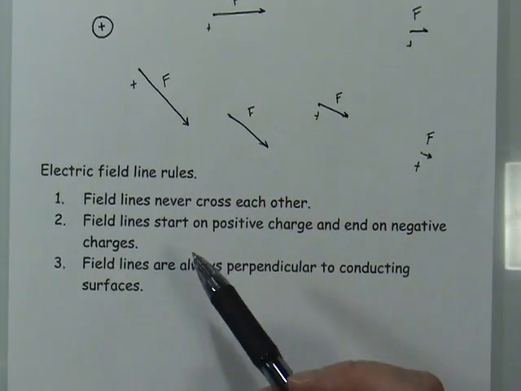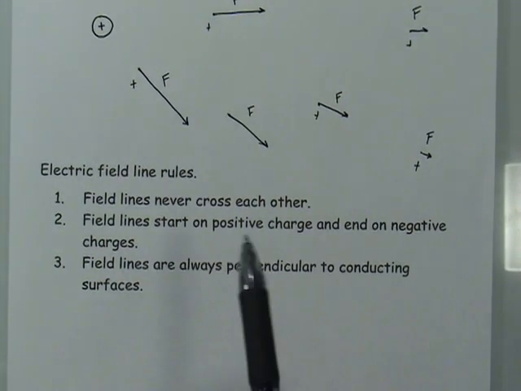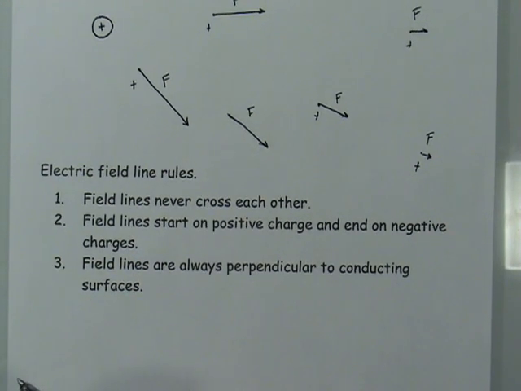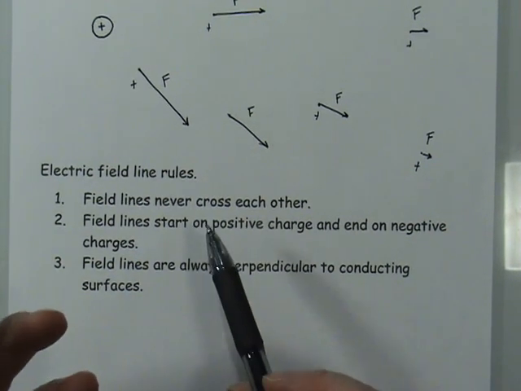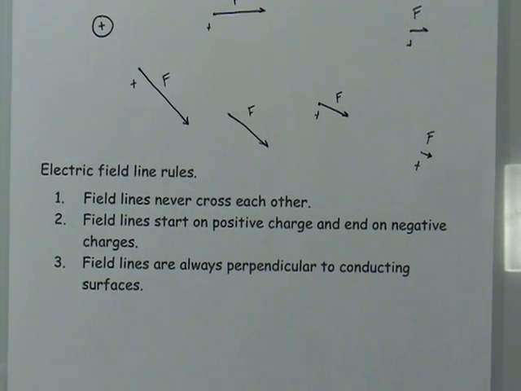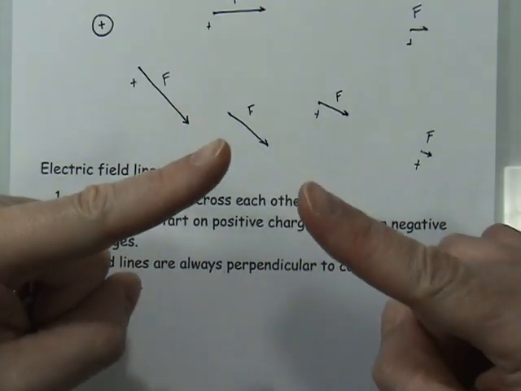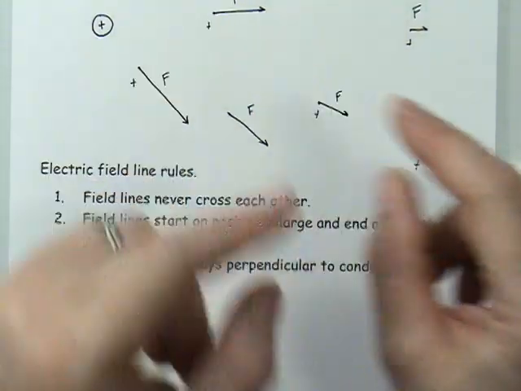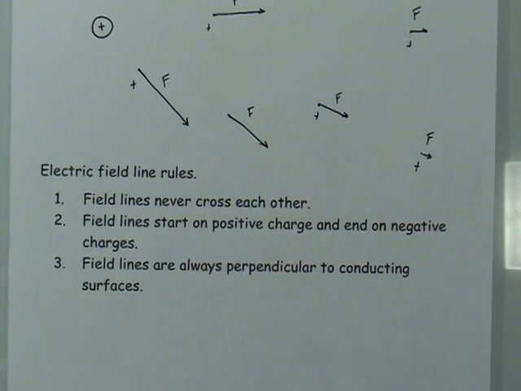So let's go over the rules for the field lines, and you make sure that you write these in your notes, of course. So the first rule, and this is a rule that is true for all field lines that you would experience, and that is that field lines never cross each other. So when field lines start to come near each other, they're going to start to bend or to turn to avoid each other so that they never cross each other.